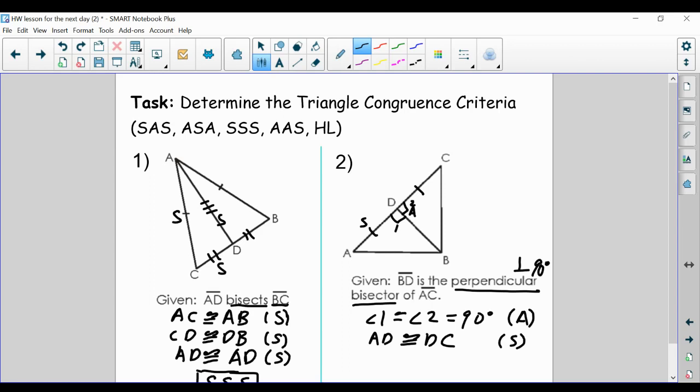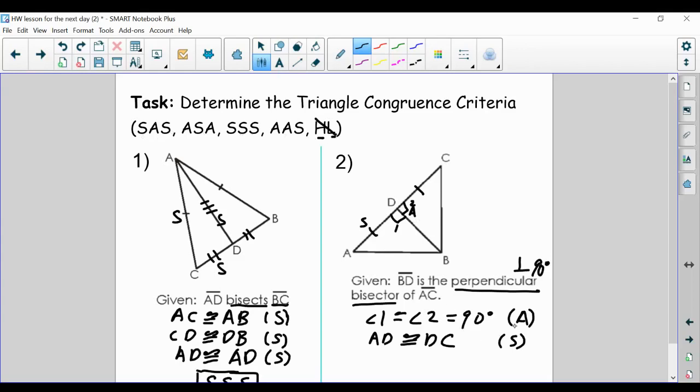And once again, we can see which one it is. Oh, people say, this is a right angle. Can that be HL, hypotenuse leg? The hypotenuse, the longest side in the right triangle, is AB and CB. That's the longest side of this right triangle. They didn't say these two sides are congruent, so we cannot use HL. Okay, so once again, we need to find three things for the others.